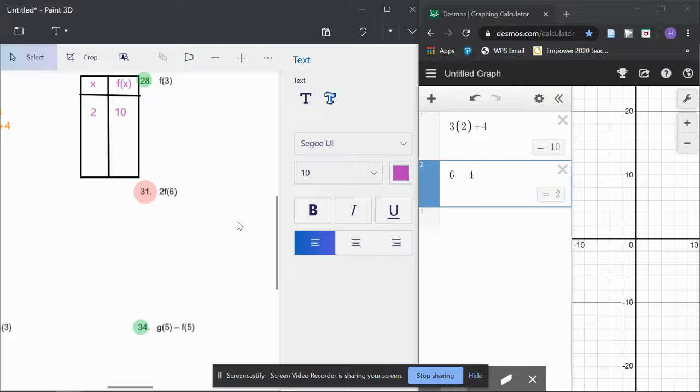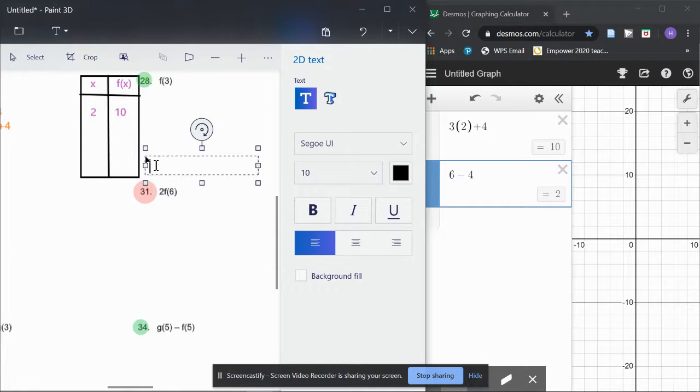Alright, so we're going to do a couple more examples in this video and then one more in the last video. So we're going to look at 31 together. So 31 says 2f of x. All this is trying to tell us, it looks complicated, but it's not. All it's trying to tell us is that we're doing 2 times f of.